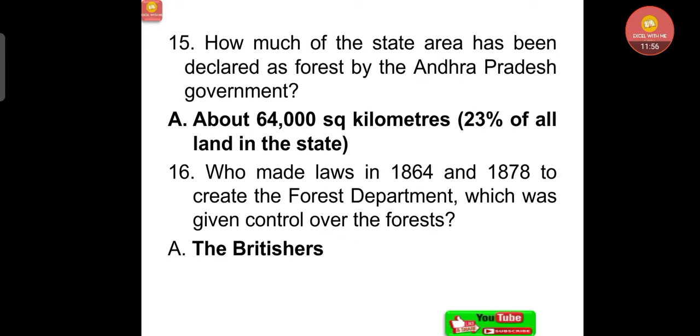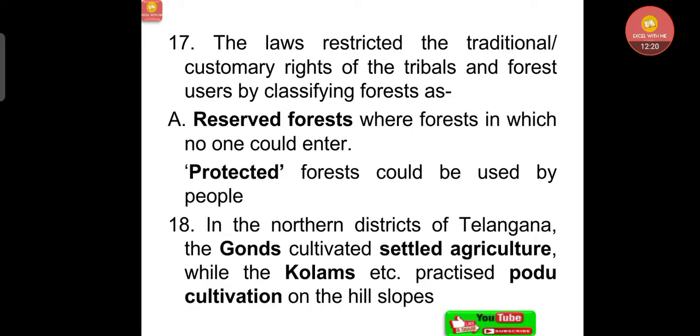How much of the state area has been declared as forests by the Andhra Pradesh government? About 64,000 square kilometers, that is about 23% of all land in the state. Who made laws in 1864 and 1878 to create the Forest Department, which was given control over the forests? That is Britishers. The laws restricted the traditional or customary rights of the tribals and forest users by classifying forests as reserved forests, where no one could enter.